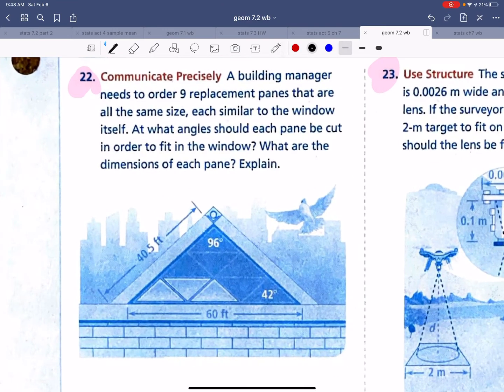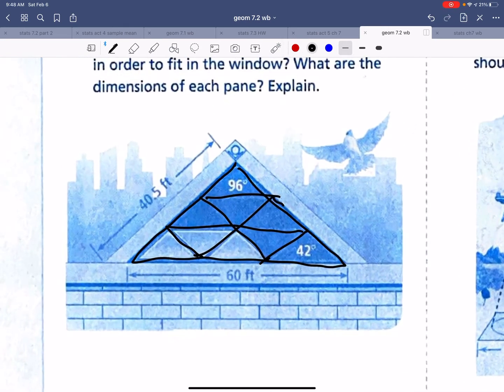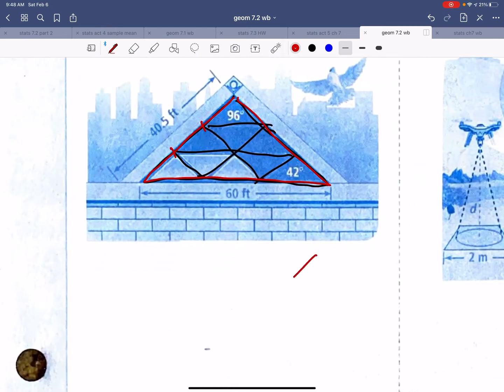So looking at the building manager, they need to replace the 9 panes. Hopefully you see these 9 panes here. And they're all the same size. So we also notice that they're similar to the big one. So we have a big triangle, the mommy, and all these little 9 babies that fit inside the mom. You might be like, well, how do you know they're similar? Well, we pretty much know they have to be, right?